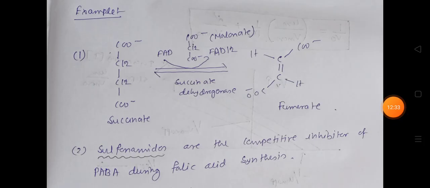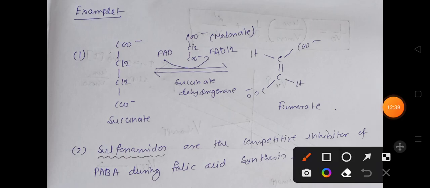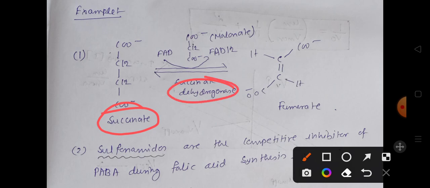Now let's come to the example of competitive inhibition. In competitive inhibition, the substrate and inhibitor have some structural homology, right? So you can see the succinate, which is the substrate for succinate dehydrogenase, looks similar to the malonate, which is the competitive inhibitor for that particular reaction, right?